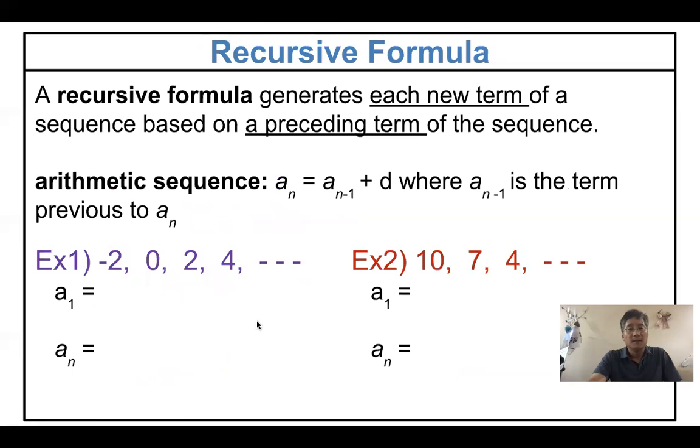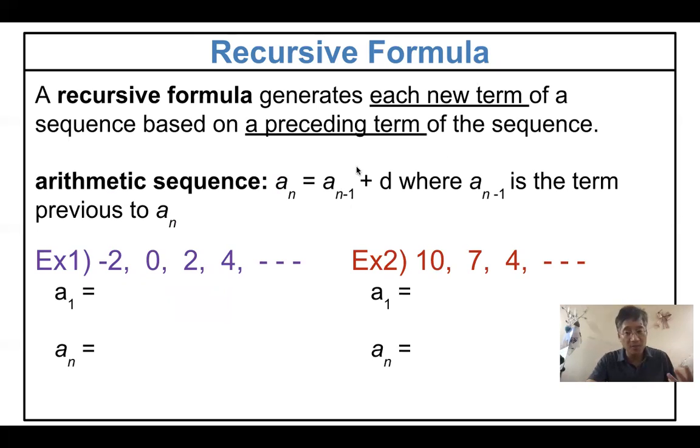Then let's move on to the recursive formula. I explained already, a recursive formula generates each new term of a sequence based on the preceding term, the previous term of the sequence. So our formula is very simple. When you get the nth term, you should use the n minus 1 term, which is the previous term, right? What do you do? You add the d, which is the common difference, to the previous term. So the formula is very simple.